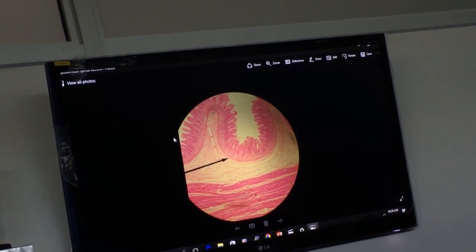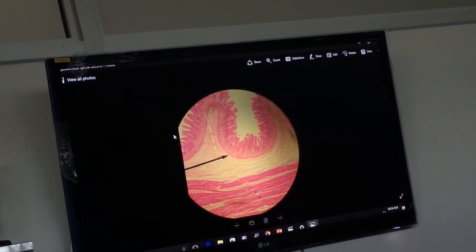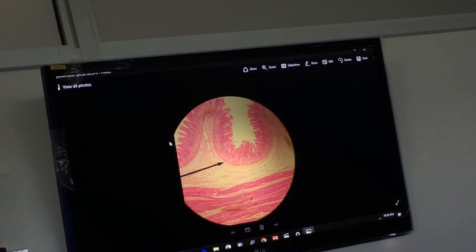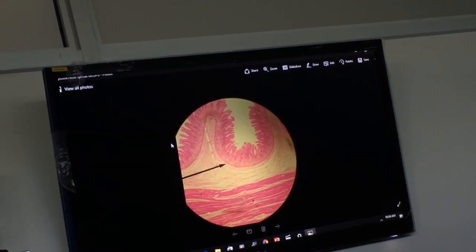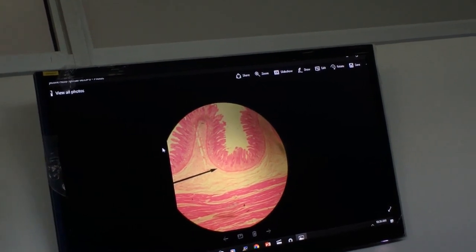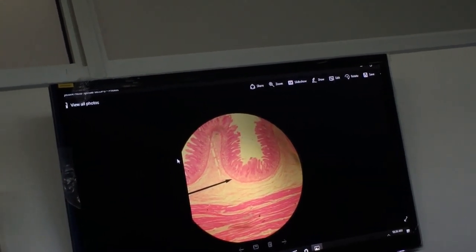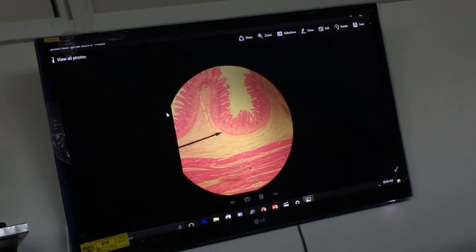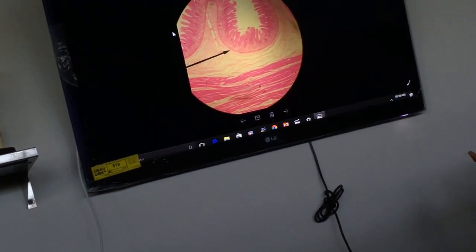So you have to tell me now, do you see villi there? Do you see villi? Okay, alright. Do you see goblet cells? I don't see any goblet cells. Maybe because I don't have my glasses on.